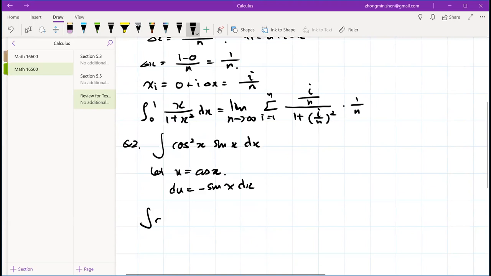So the integral is going to be the integral of u squared, and then sine x dx is negative du.